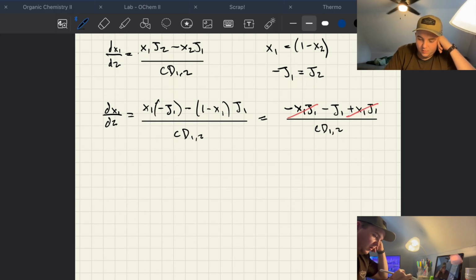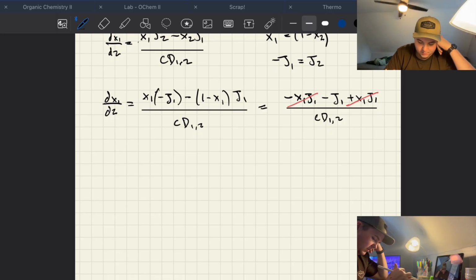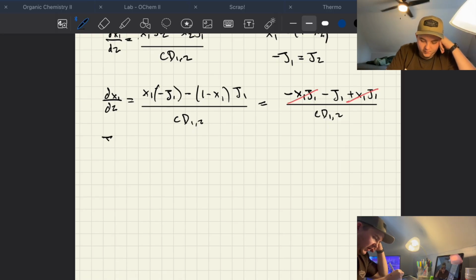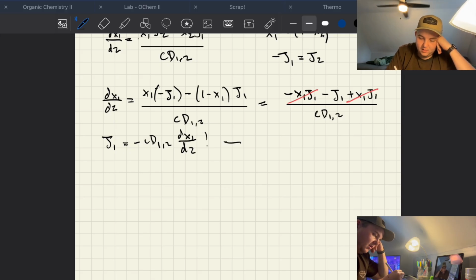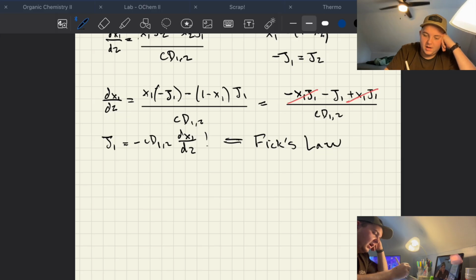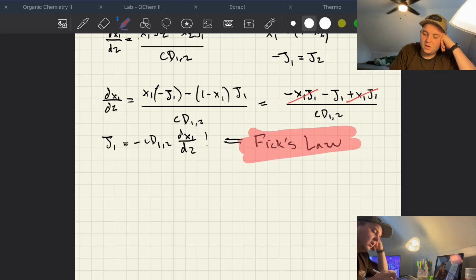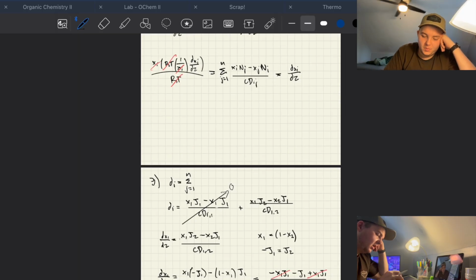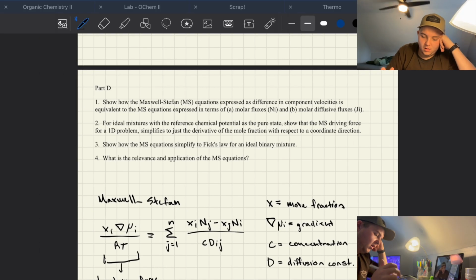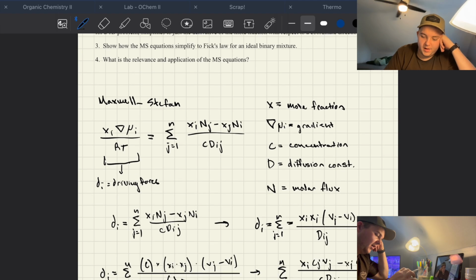And then when we rewrite this term, we'll get Fick's law, which is just j1 is equal to negative c d1 2 dx1 over dz. So this is equal to Fick's law. So that is basically how we get from Maxwell-Stefan to Fick's law, and this only works for the ideal binary mixture.